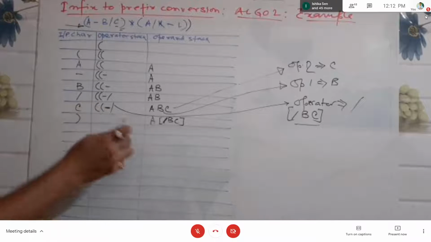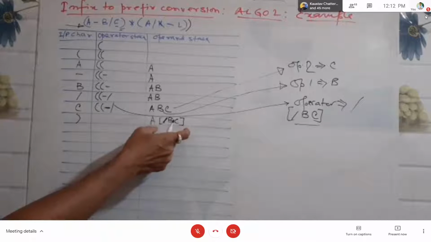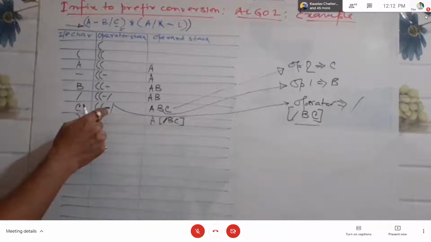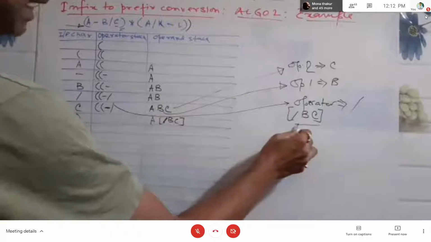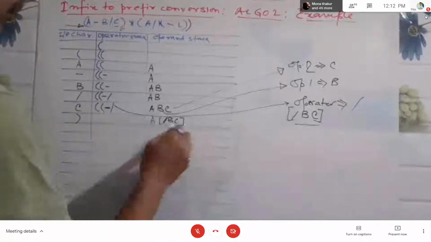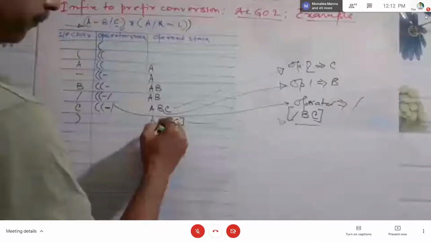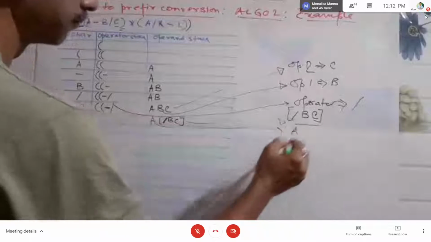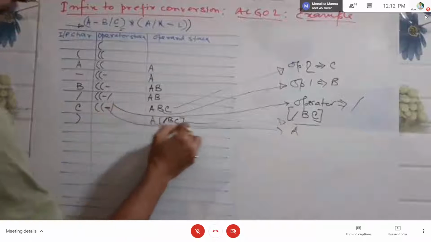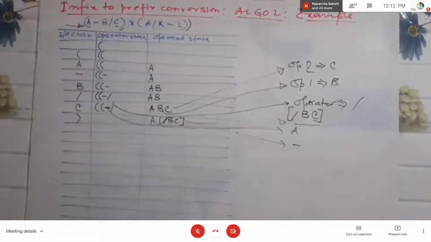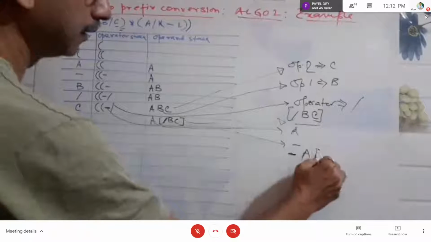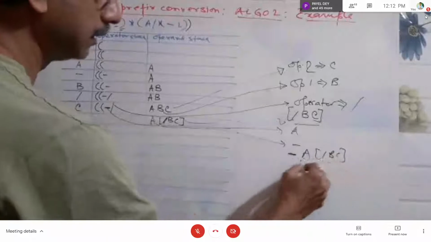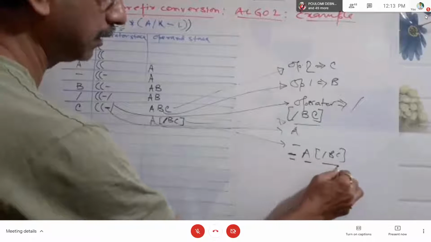So again, you need to pop these two operands from the operand stack. You need to pop this operator from the operator stack, and you concatenate like this. So you need to pop this one, that is minus slash BC. Again, you need to pop A. You need to pop this minus sign. Okay. Now you have to concatenate. That is minus, then A, then slash BC. This is operator, operand 1 and operand 2.